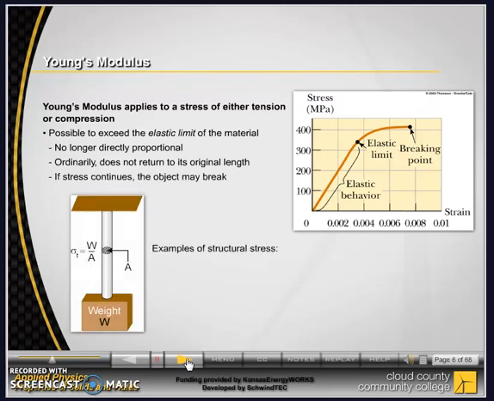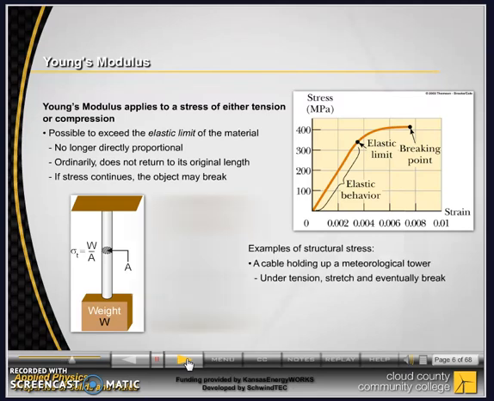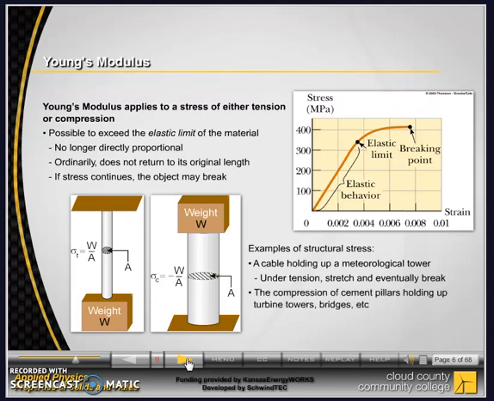An example of a structural stress would be a cable holding up a meteorological tower used in the wind industry. Cables under tension oftentimes stretch and eventually break. Additional examples include the compression of cement pillars, which might be holding up turbine towers, bridges, etc. The compressibility of materials and the elastic properties of materials are expanded upon during your study of composites during the Wind Energy Program curriculum.